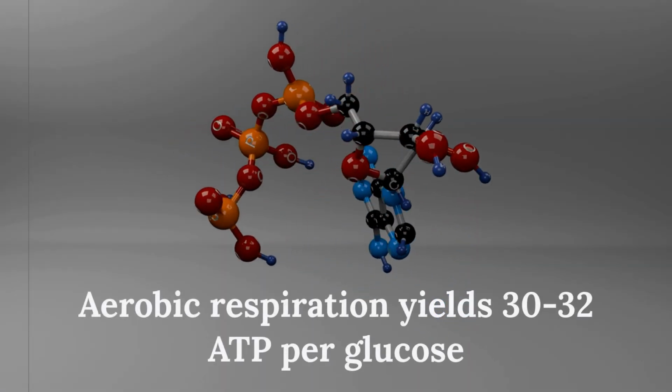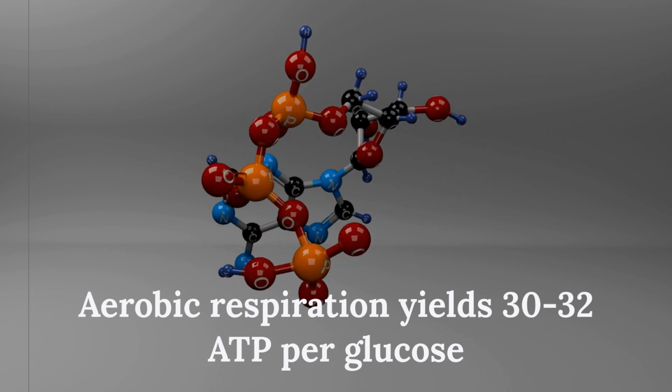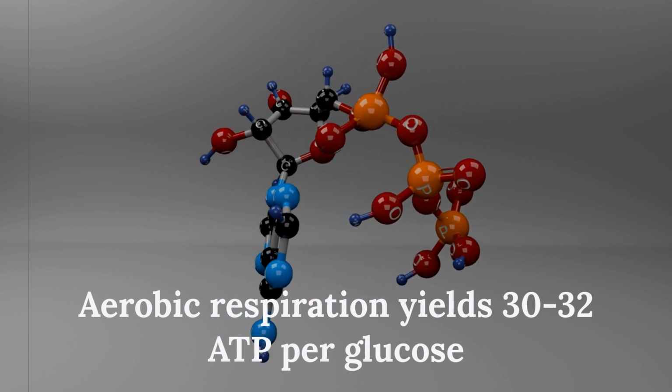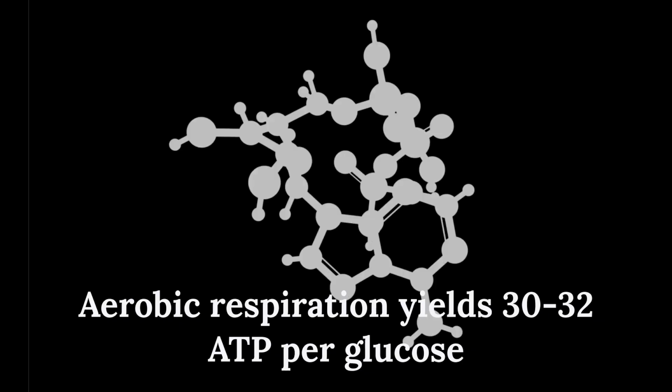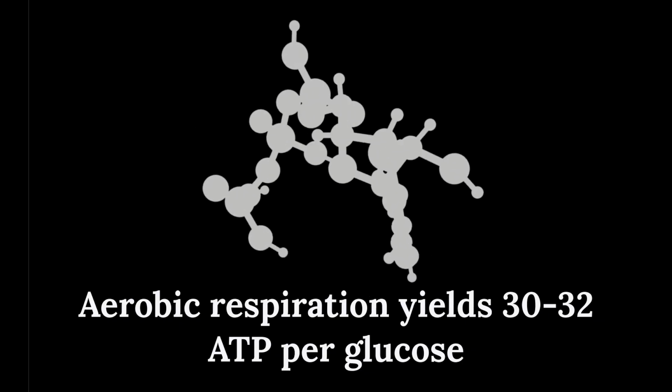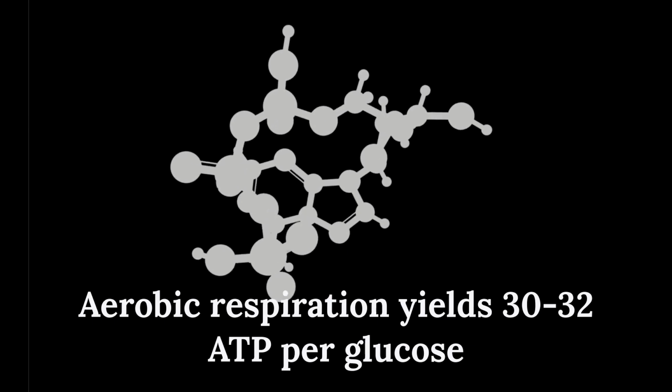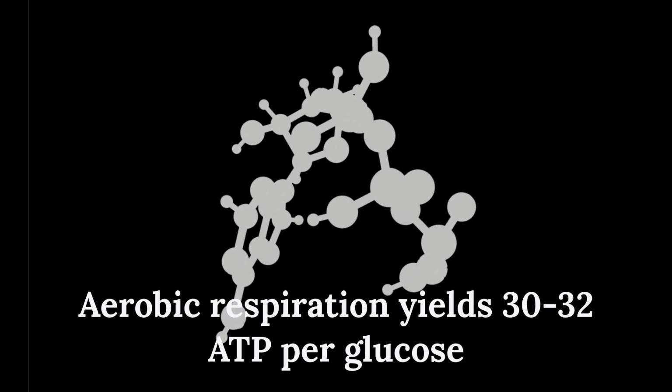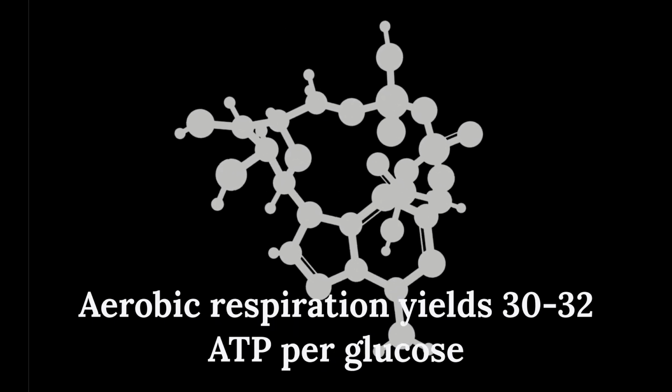Aerobic respiration produces around 30 to 32 ATP per glucose. It is highly efficient. The presence of glucose and oxygen maximizes energy extraction. This process supports stable cellular function. It enables long-term activity.